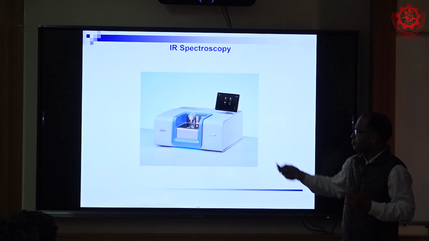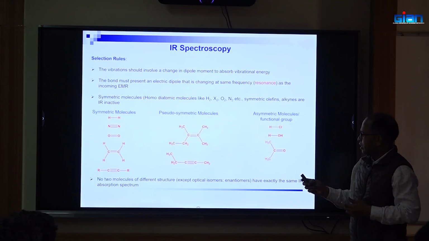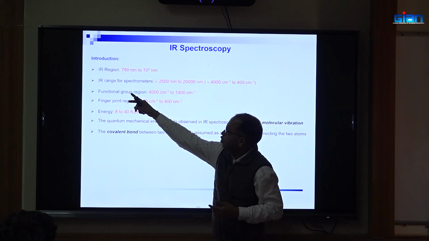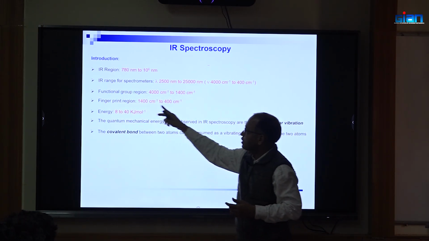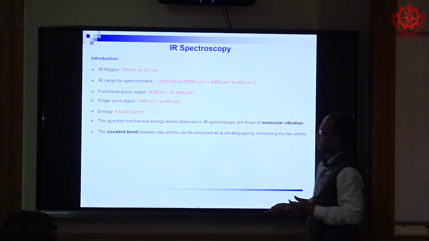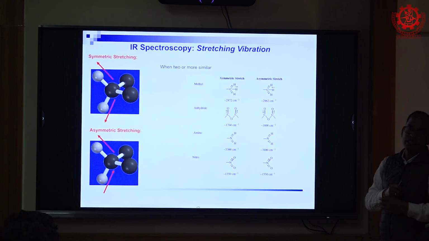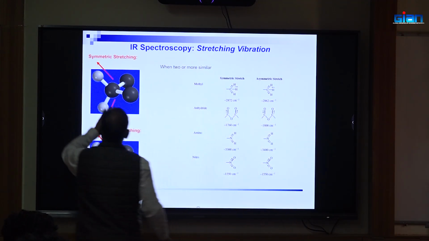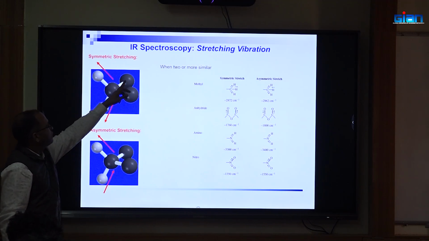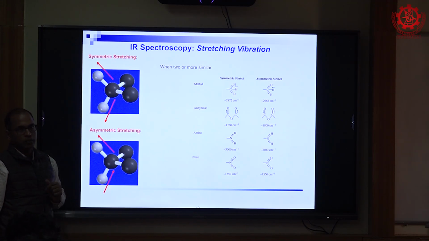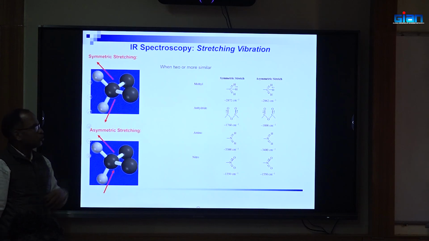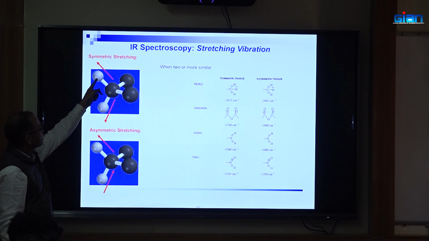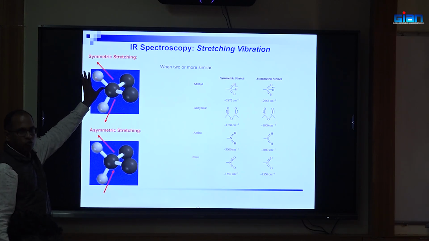This is one of the pictures. For example, you can see here I have given the functional group region and the fingerprint region. The energies are there. Probably you can understand here. So this is a molecule, carbon. There are two more bonds and two other bonds. Now what it says is that each bond is like a spring. Spring means think about this and this, so they can come closer or they can go away.